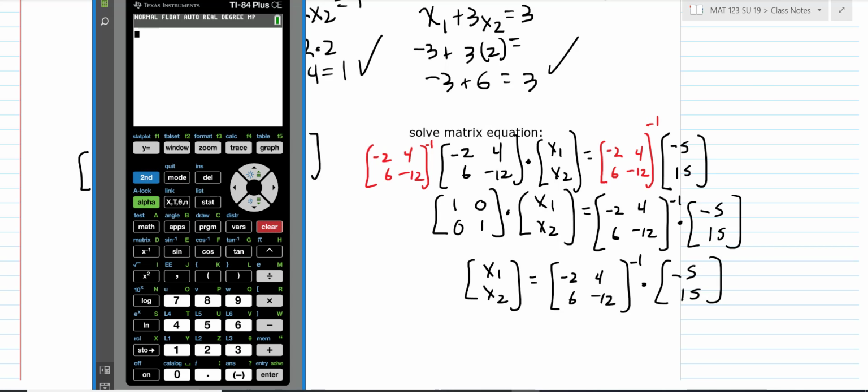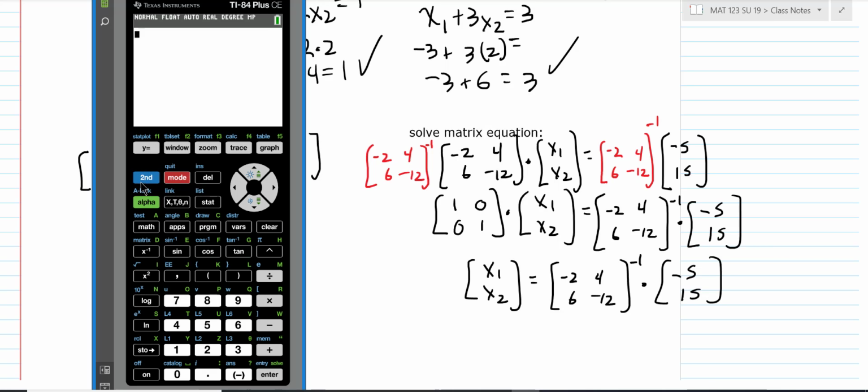Now you want to quit, go to a clear screen, go back to matrix, so second matrix, go to edit. Go to B, press enter, and put in the other matrix, which is negative 5, 15. Oh, I think I missed that second one. Trying to use the touch screens. Doesn't work very good sometimes. Okay, so I got my two matrices in.